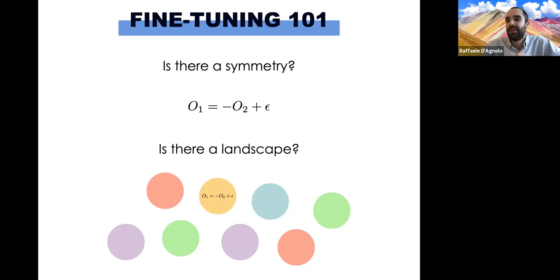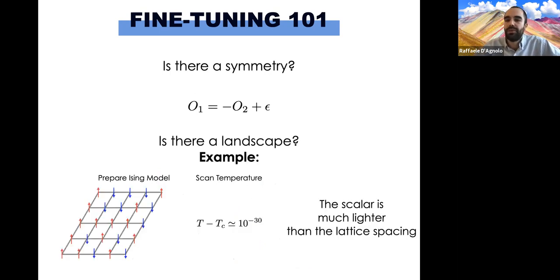when I talk about a landscape, you might have in mind the string theory landscape, but one can also think about different realizations. For example, in condensed matter, there are landscapes everywhere in some loose sense. So if you were to build some Ising model in your laboratory in two dimensions and then scan the temperature, you could call that a landscape. So it's a man-made landscape where you are varying some parameter and populating many different values of the mass of the scalar that describes the low energy oscillations of the model.